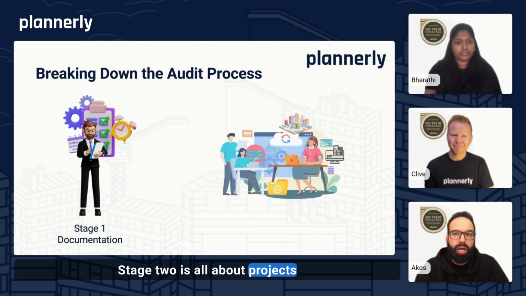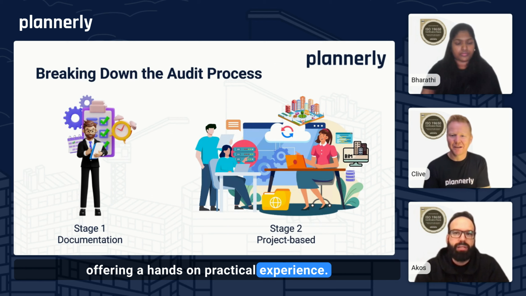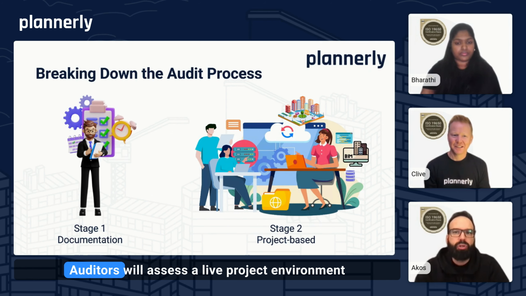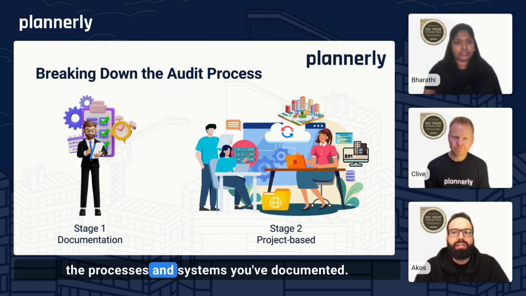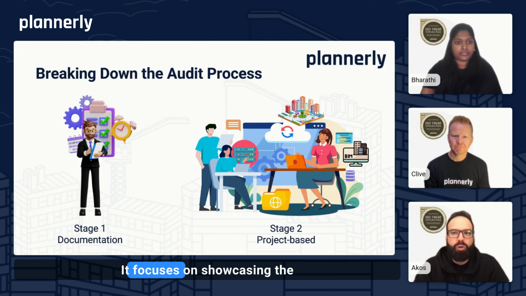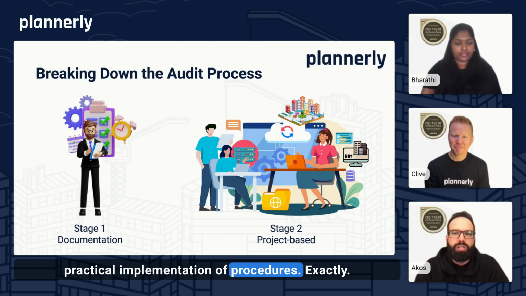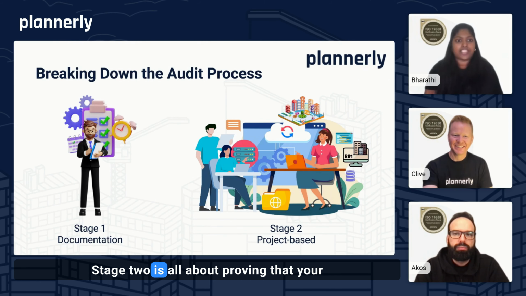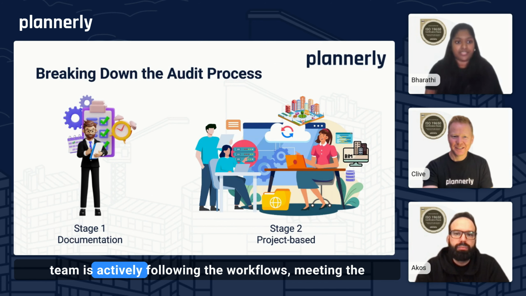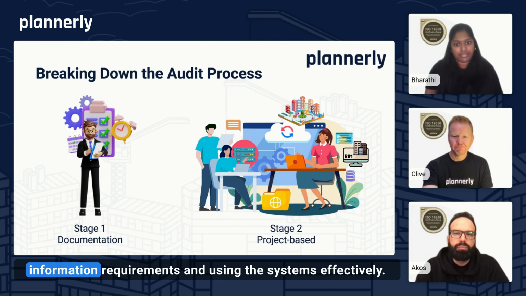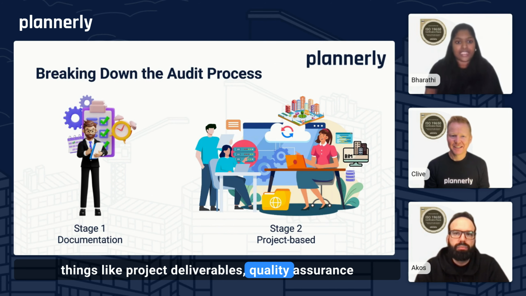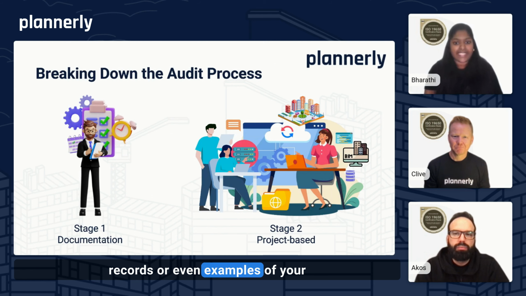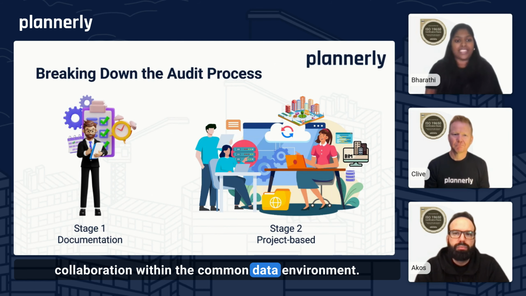Stage 2 is all about projects, offering a hands-on practical experience. This is where theory meets application. Auditors will assess a live project environment to see if you are actually using the processes and systems you've documented. It focuses on showcasing the practical implementation of procedures. Exactly. Stage 2 is all about proving that your team is actively following the workflows, meeting the information requirements, and using the systems effectively. You will need to provide evidence, things like project deliverables, quality assurance records, or even examples of your collaboration within the common data environment.